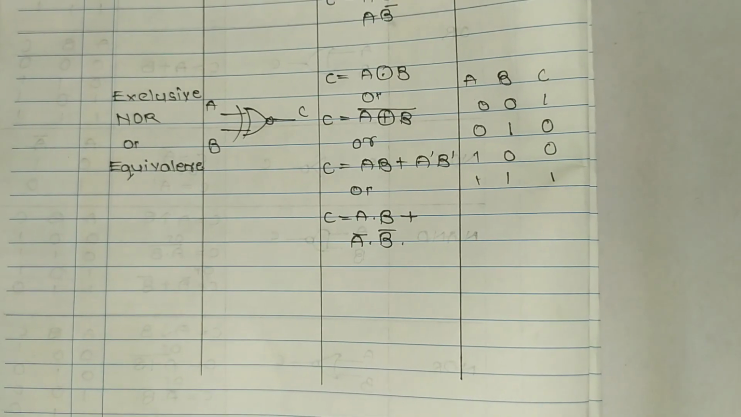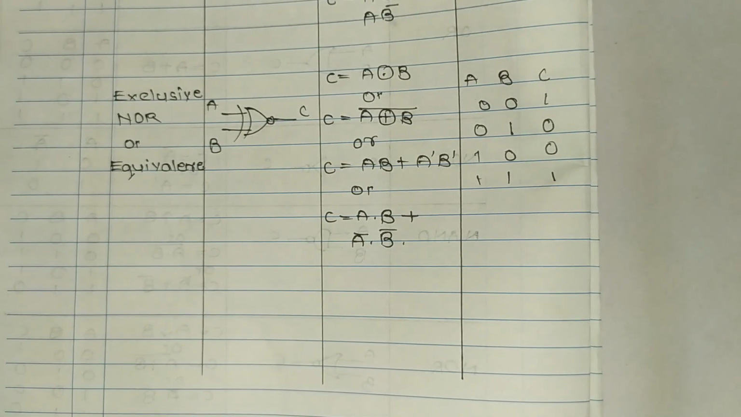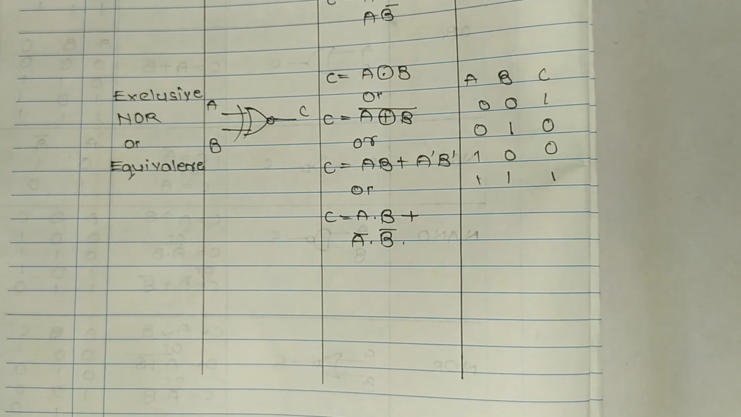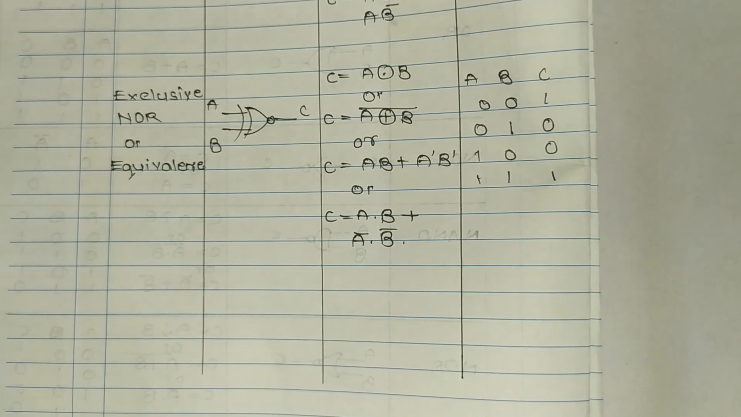Exclusive NOR or XNOR. This is the graphic symbol for XNOR gate. Now output is c is equal to a in circle dot b, or c is equal to (a plus b) complement, or c is equal to ab plus a dash b dash, or c is equal to a dot b plus a dash dot b dash. Truth table is a, b, c: 0 0 1, 0 1 0, 1 0 0, and 1 1 1.